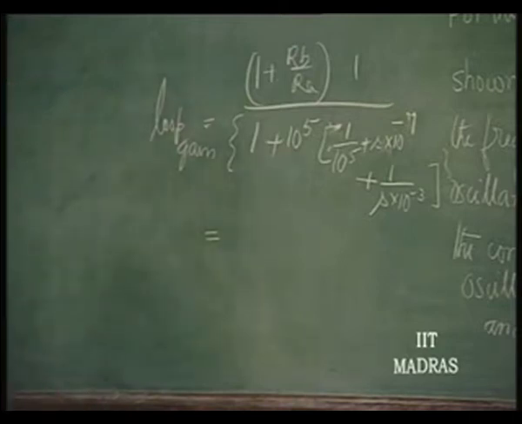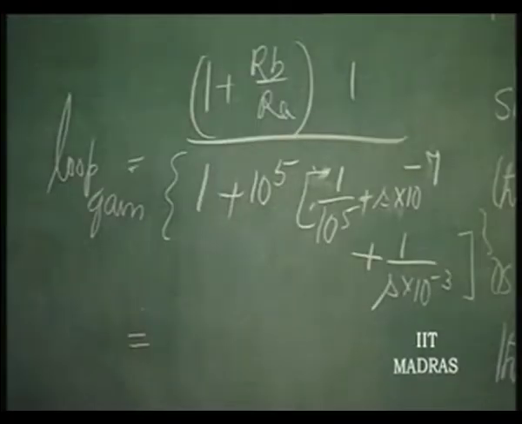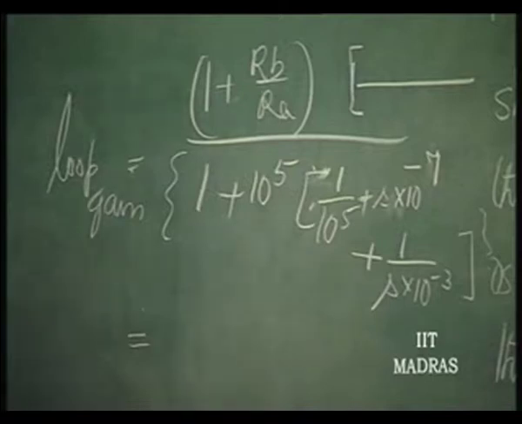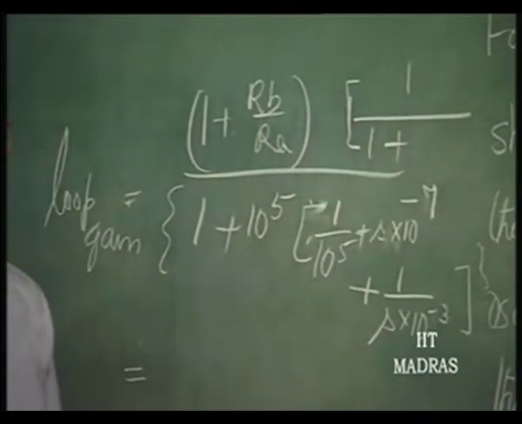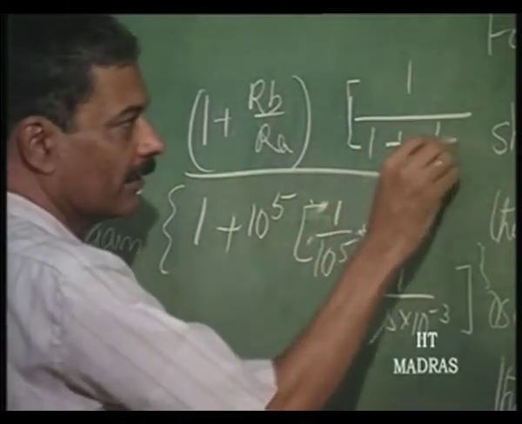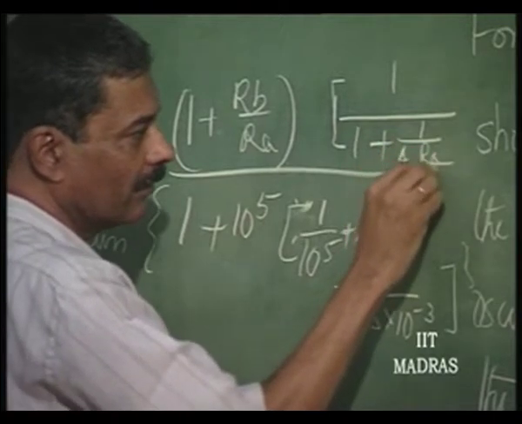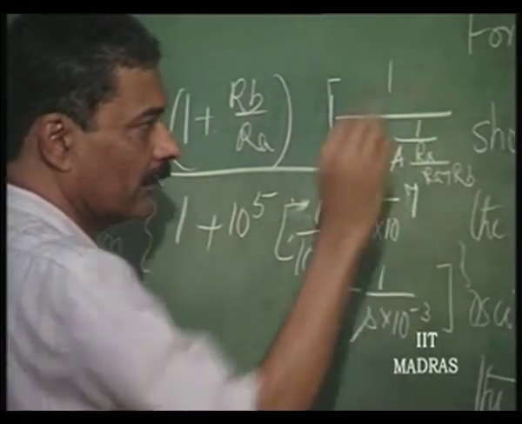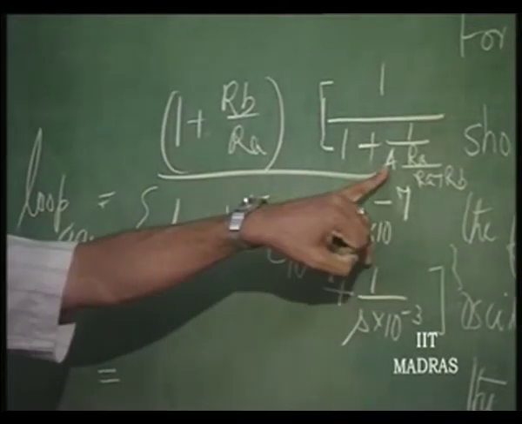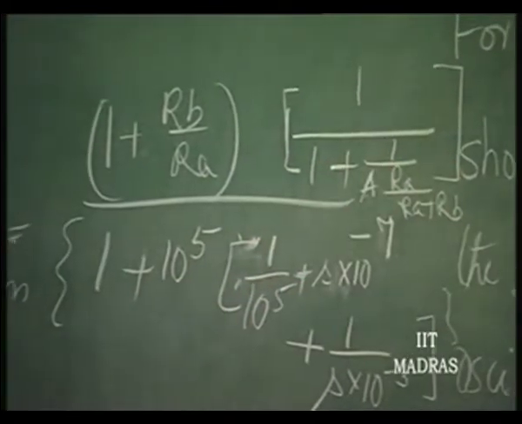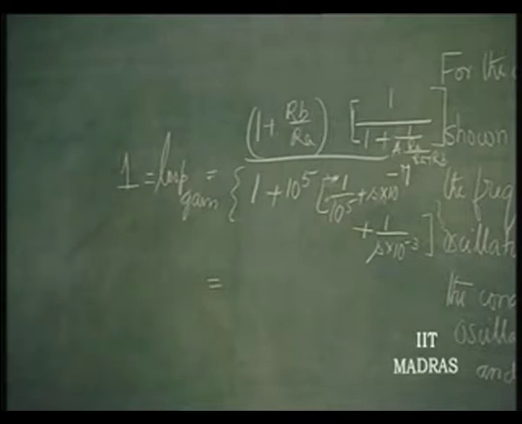Now, we would like to write it in general for a finite value of A. That means, 1 plus Rb by Ra gets modified, we have seen in the lecture that it will get modified as 1 by 1 plus 1 over loop gain, that is 1 over A into beta, beta being equal to Ra by Ra plus Rb. So, if A is infinity, this will be 0. Otherwise, this is the composite loop gain. This has to be equal to 1 for oscillation to take place.